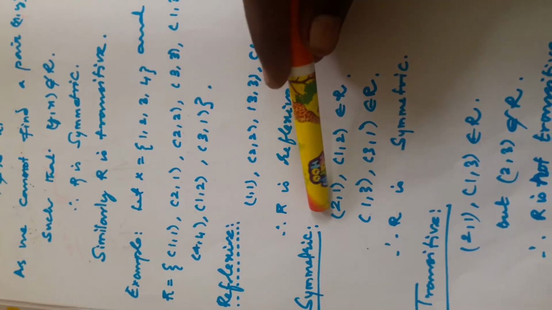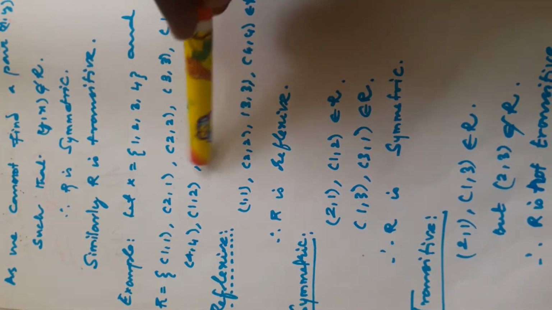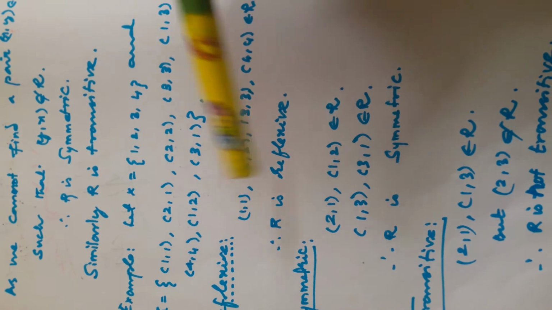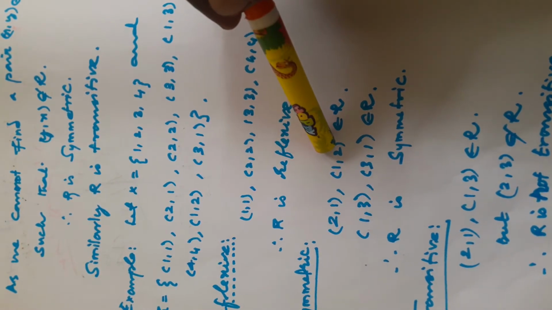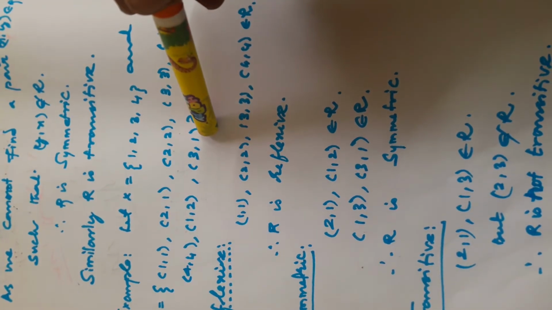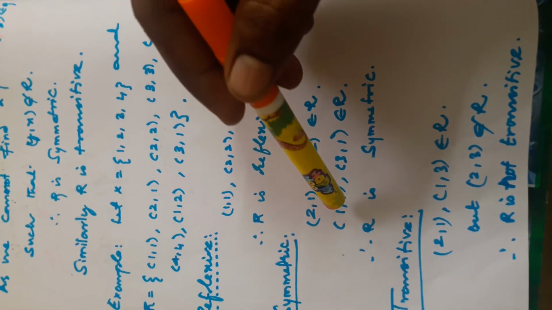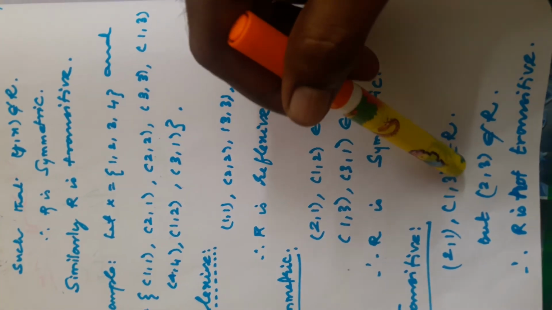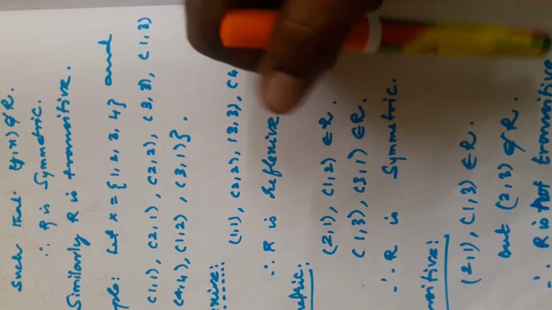Next one will be symmetric. (2, 1) you have. So symmetric depends upon the pairs here. Reflexive depends upon your original universal set, right? So (2, 1) you have, and at the same time I have (1, 2) also. And (1, 3) you have, (3, 1) also. Therefore R is symmetric. Like that, transitive: (2, 1) you have, (1, 3) you have, but (2, 3) does not belong to R. Therefore R is not transitive.